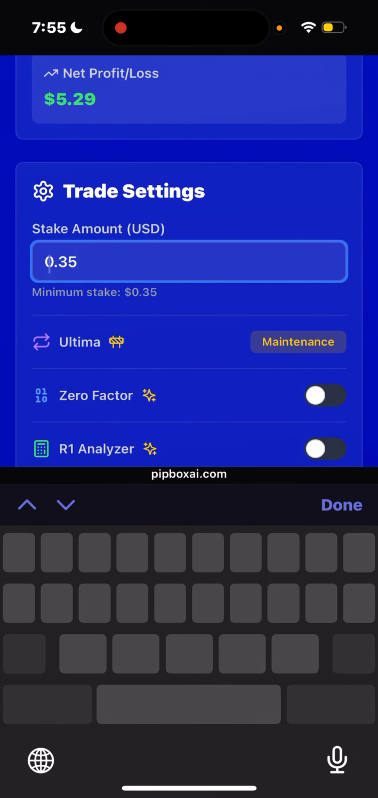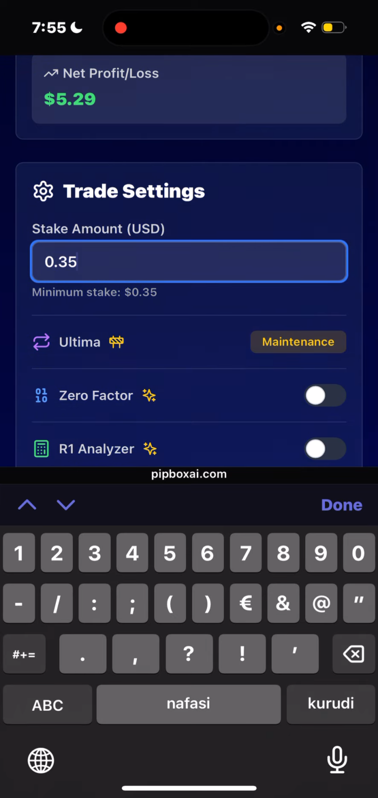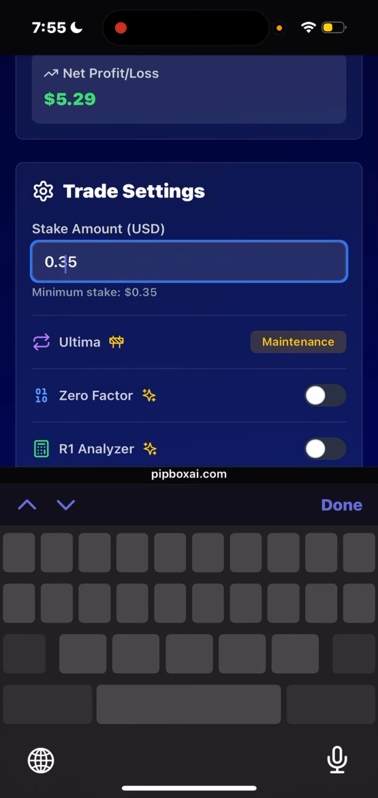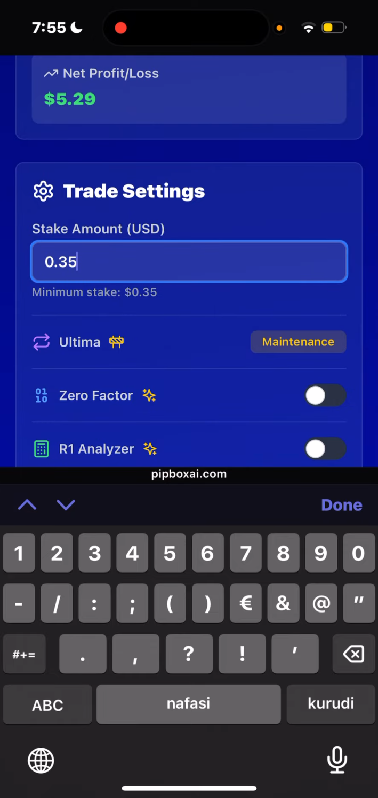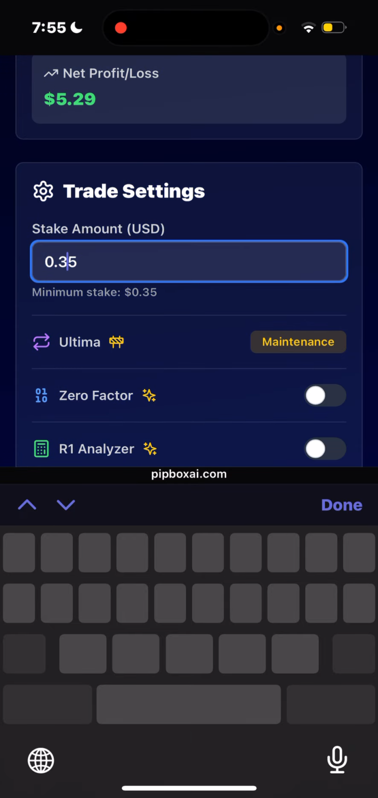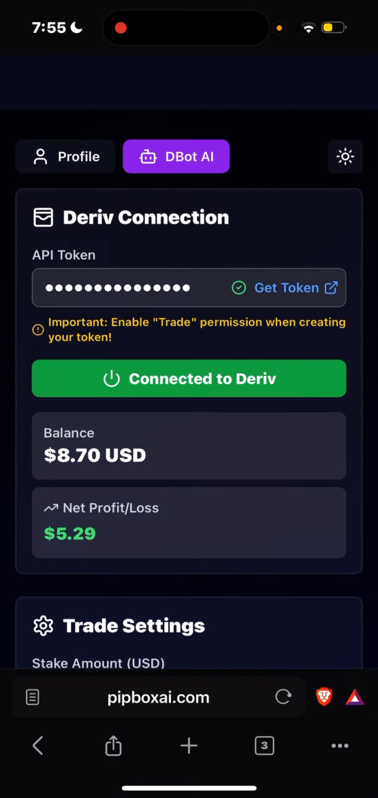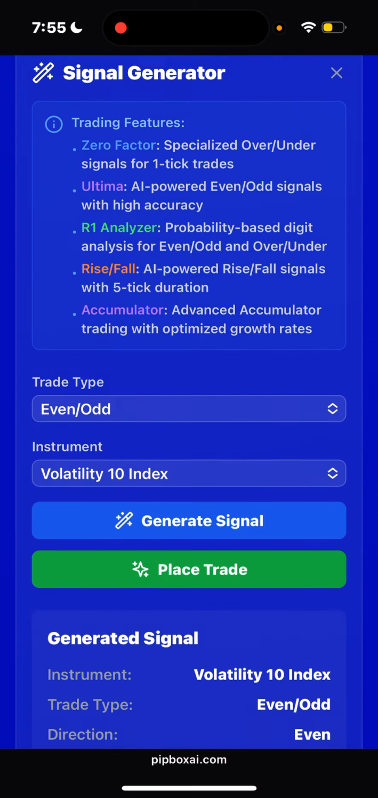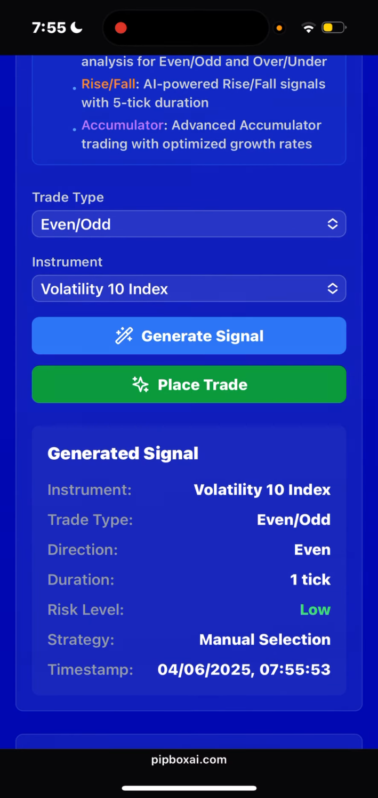We are almost hitting the 10 USD mark. Let me just change this one to, it's playing games with me. Very nice. So we have 0.5 as our stake now. Let's generate and place.